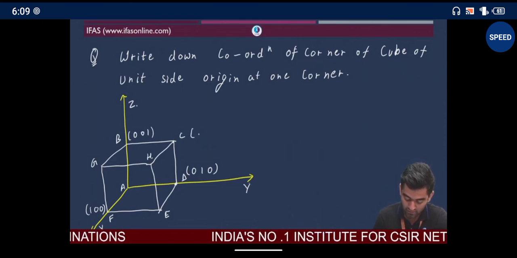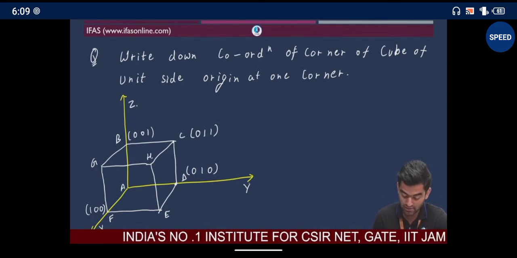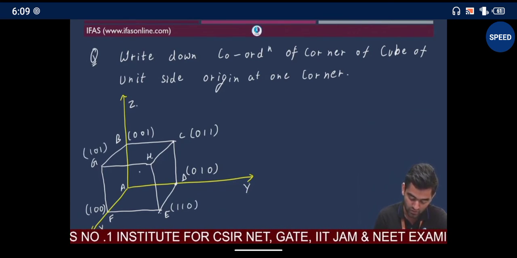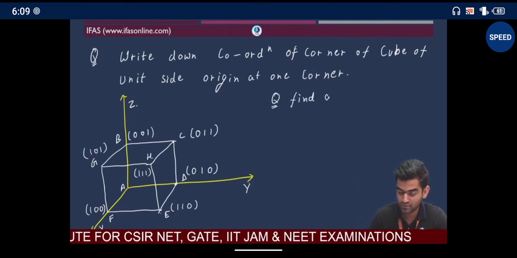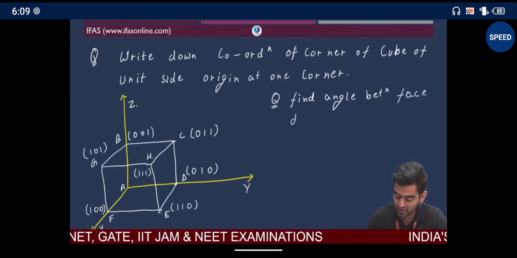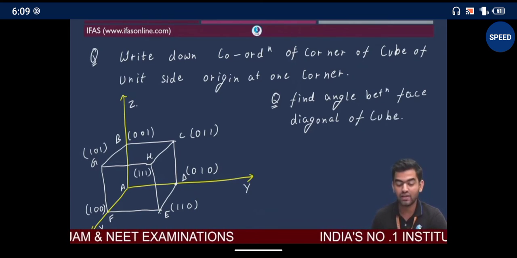Similarly, you have to name all these. This point will become 0, 1, 1, one unit along the y-axis and one unit along the z-axis. Then it's going to become 1, 1, 0, and 1, 0, 1. This one is going to become 1, 1, 1. Now this is the first part of the question. The second part of the question is to find the angle between the face diagonals of the cube.